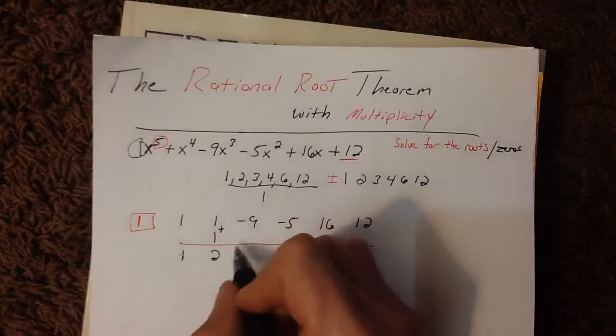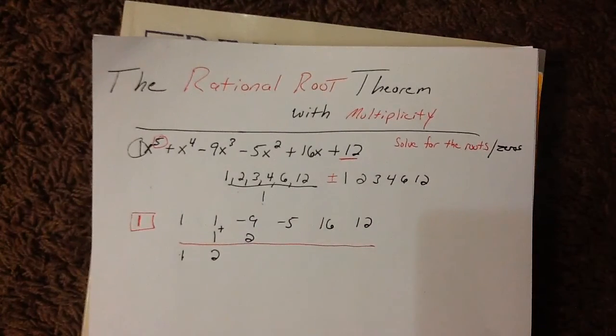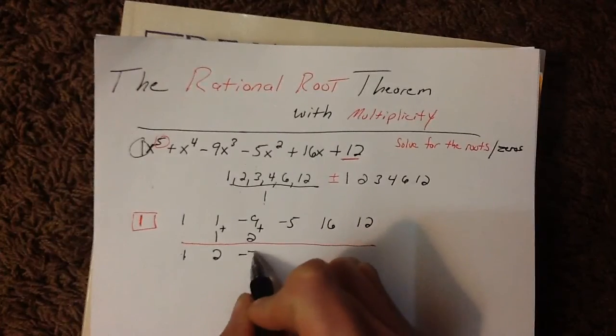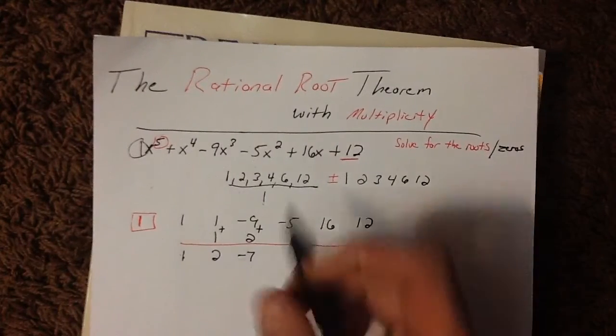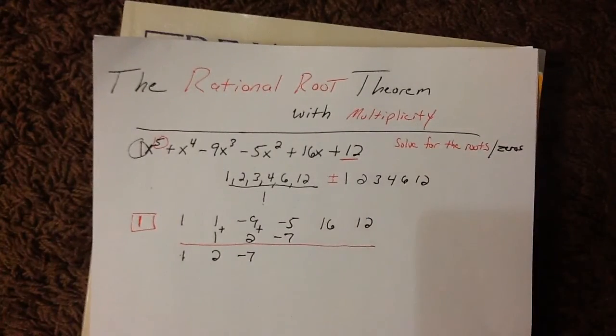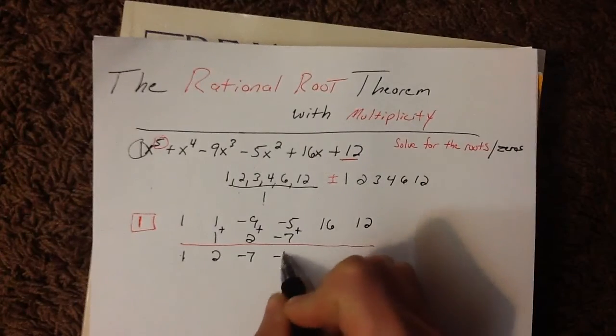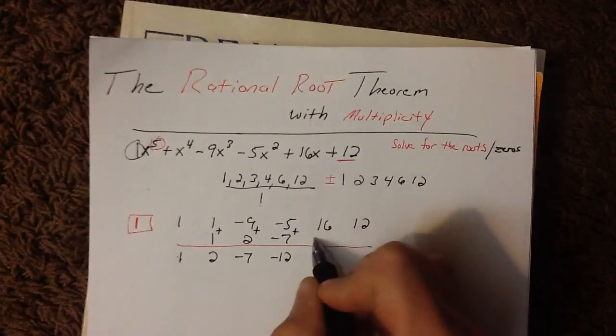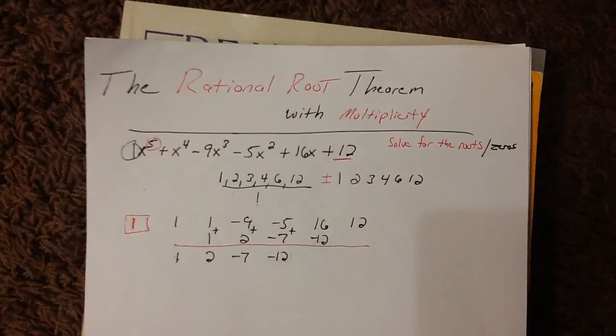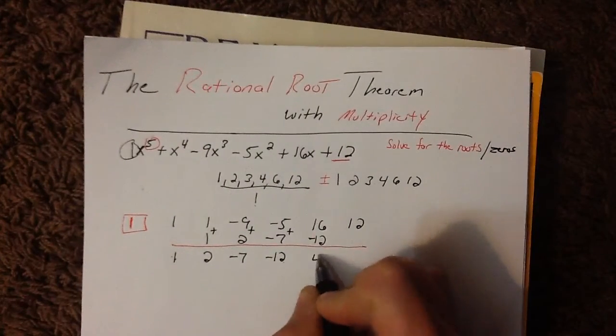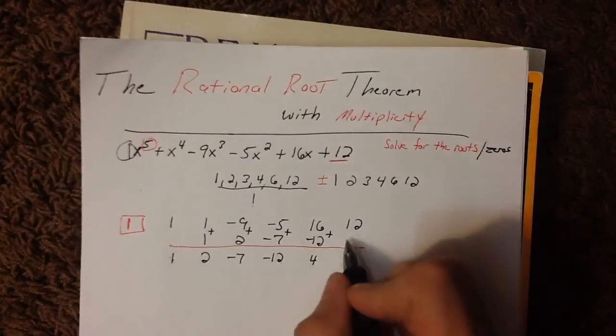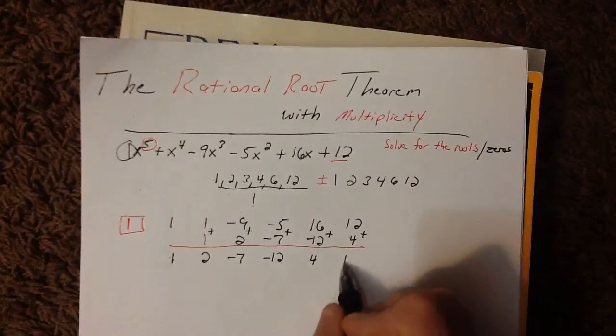1 times 2 is 2. Negative 9 plus 2 is negative 7. 1 times negative 7 is negative 7. Combine these two, I get negative 12. Negative 12 in the next spot after I multiply by 1. 16 plus negative 12 is a 4. 1 times 4 is 4. And 12 plus 4 makes 16.